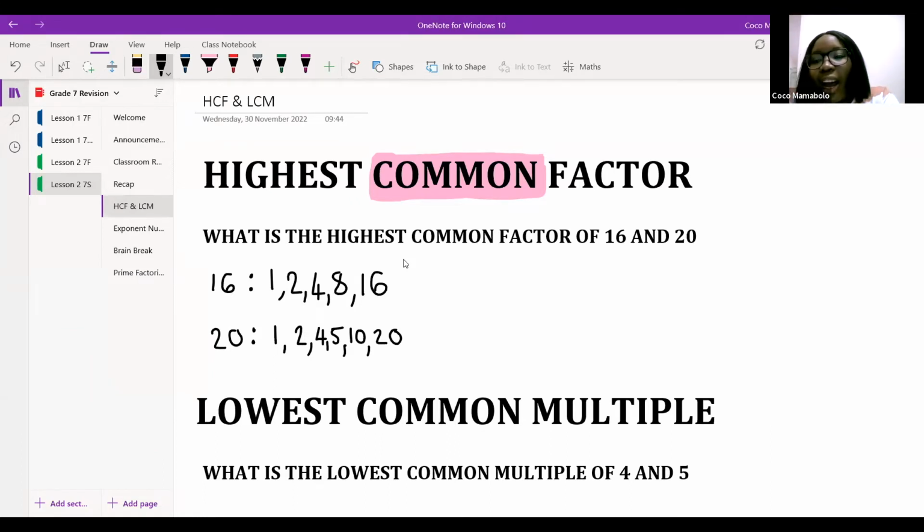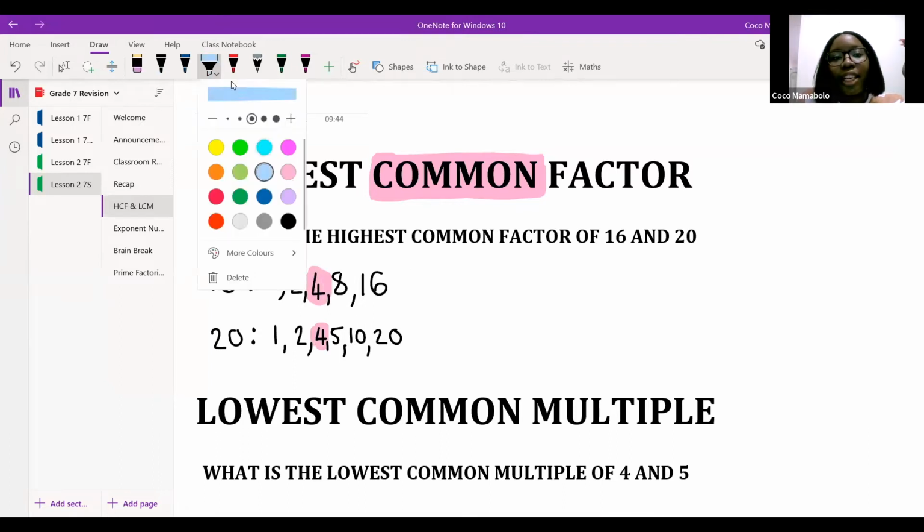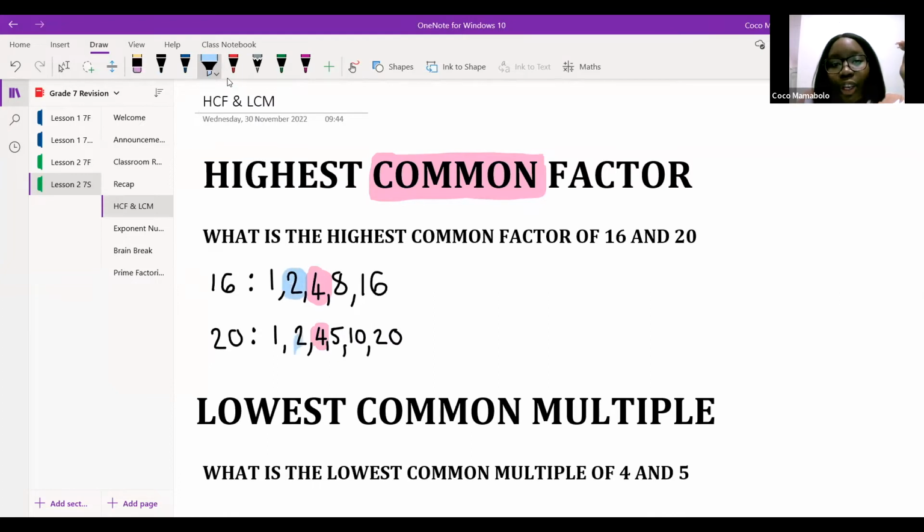Okay. Now I'm looking for the highest common factor. Which factor, the highest factor, is common between 16 and 20? What is the biggest number that 16 and 20 share? That's it. It's 4. Good. You will also notice that 16 and 20 have 2 in common, but 2 is not the highest factor. The highest factor is the biggest number in between them, which in this case is 4.